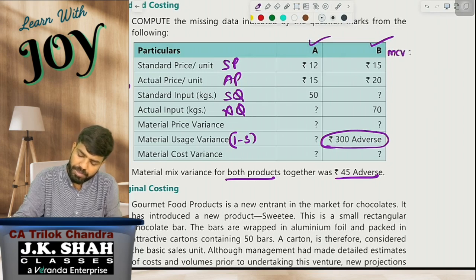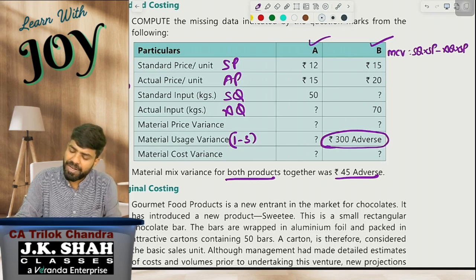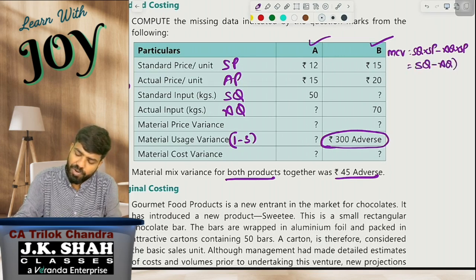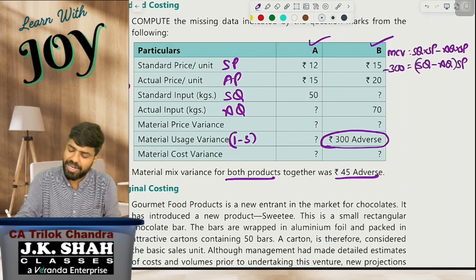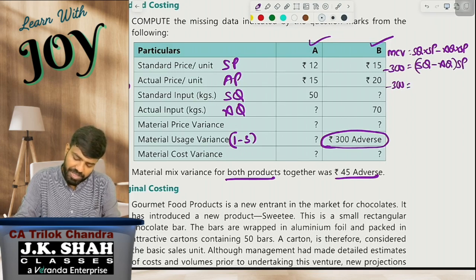Material cost variance is SQ into SP, first column, minus third column AQ into SP. In these two, which is common? SP is common. Let me take SP common: standard quantity minus actual quantity, into standard price. Material cost variance is 300 adverse, negative 300. Standard quantity is not given in the question, actual quantity is given. So standard quantity minus actual quantity 70. This is only about material B.